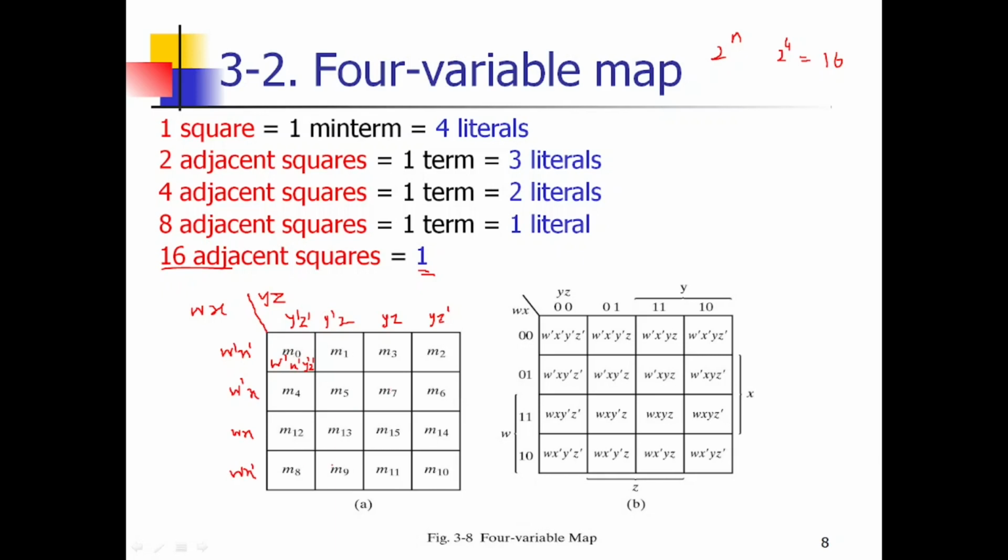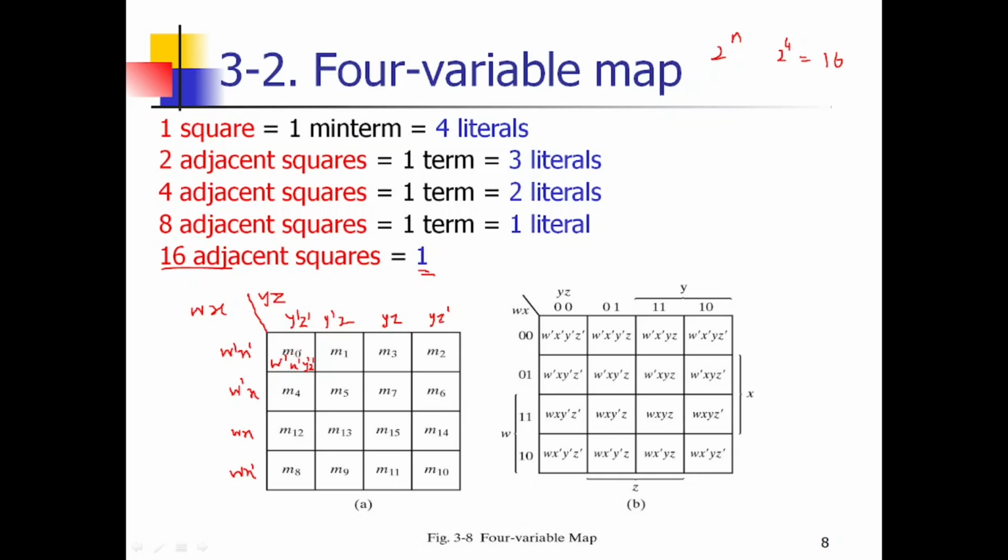You can say 8 adjacent cells: the first two columns, or the second and third columns, or the third and fourth columns, or the first and last columns. And also for the rows: first row and second row, or second row and third row, or third row and fourth row, or first row and fourth row. This is the possibility of 8 adjacent squares. What will be the term we are going to obtain for the octet?